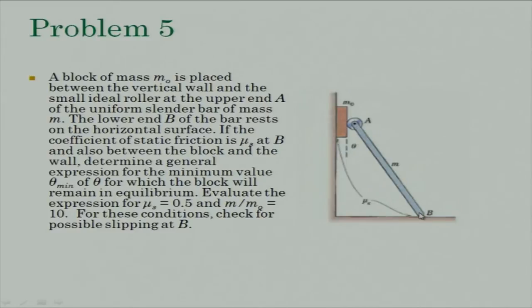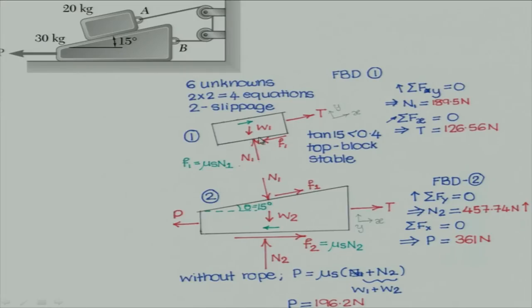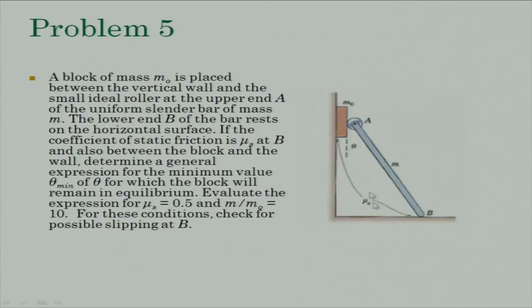There is a coefficient of friction mu s at the point of contact between A and B. Note that this is a point contact, so there is a small cylinder, a contact over a very small area. So we know immediately the point of action of the force. As opposed to the earlier problem, where the point of action is not clear, in this case we immediately know that the force, friction or normal, will only act at point B.